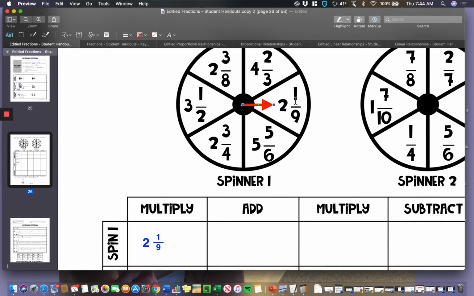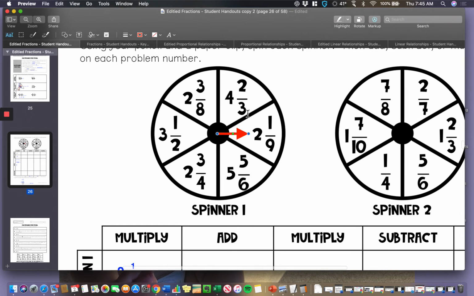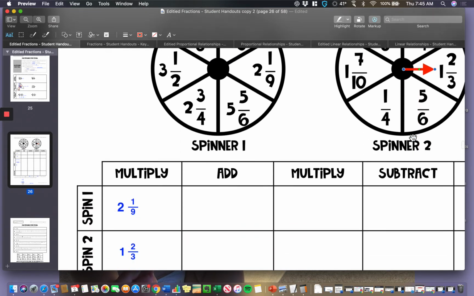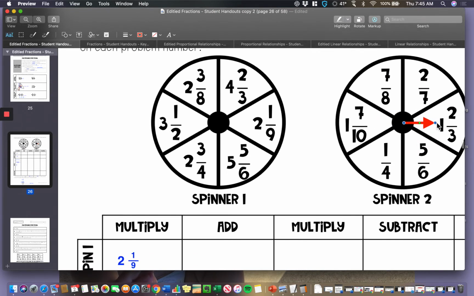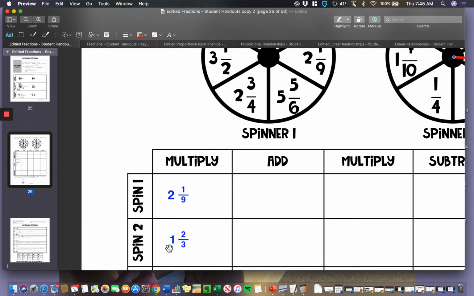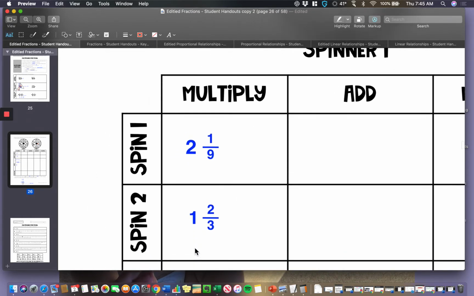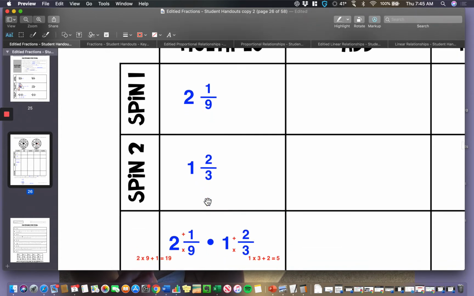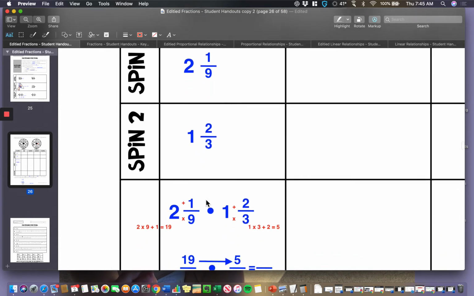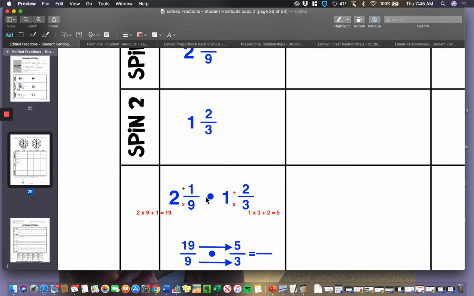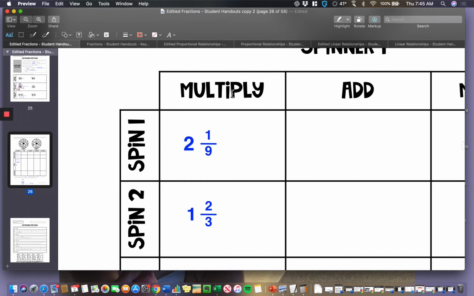So, for my second spin, I'm going to use the other wheel, and I'm going to spin my fraction. And I'm going to land on 1 2/3. So for spin 2, I have 1 2/3. So you're going to move vertically up and down to do this. So I have mixed numbers here, and I'm going to be multiplying. So this is the operation I'm using.